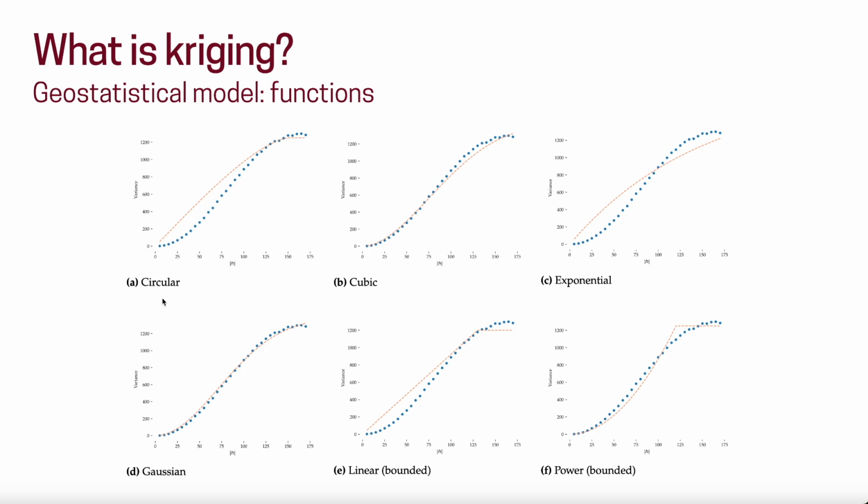Yeah, in this case, there's a circular model, a cubic model, an exponential model, Gaussian, linear, bounded, and power bounded models. And you can see the details of each of these and the formulas to calculate them in the terrain book. But roughly you can tell that the Gaussian model here has a very good fit, so it matches very, very close to the values of the points of the dissimilarities, whereas some of the others don't do nearly as well. And these will differ depending on the dataset and the characteristics of the dataset that you are using.